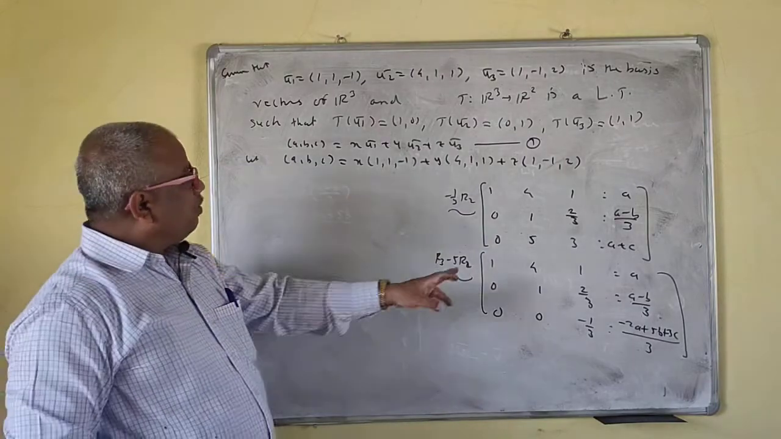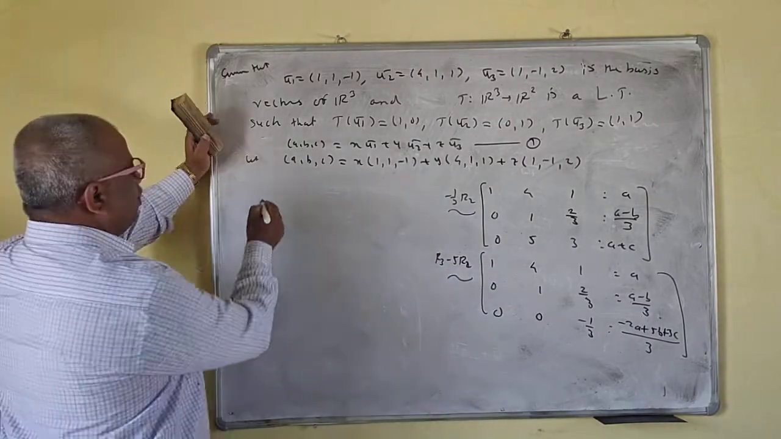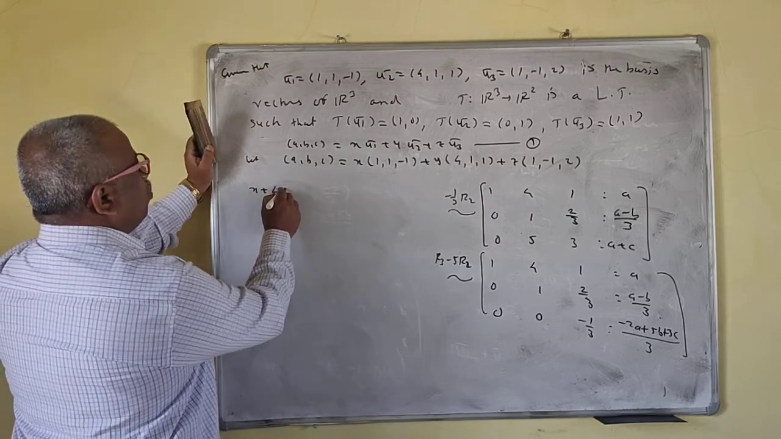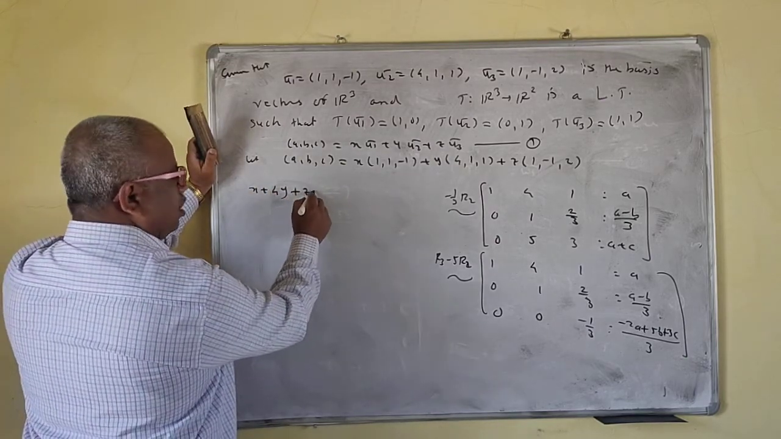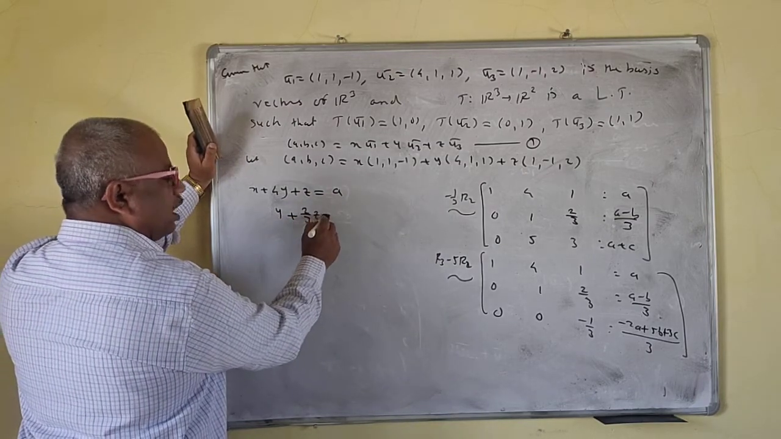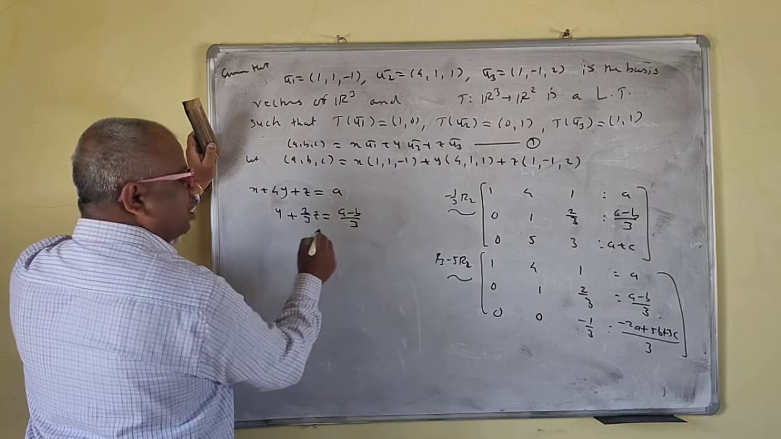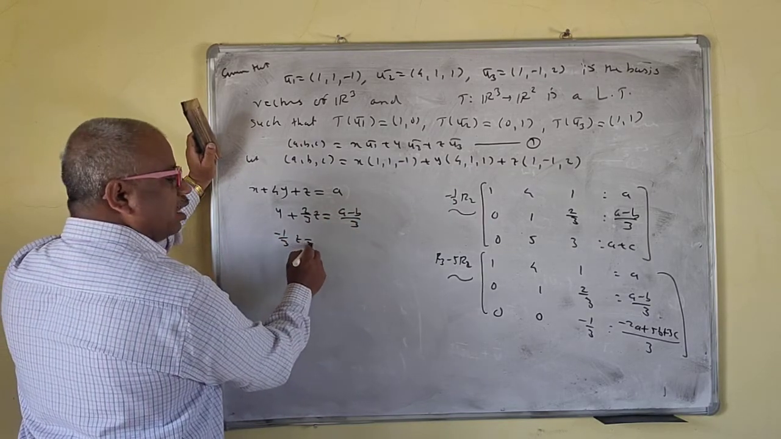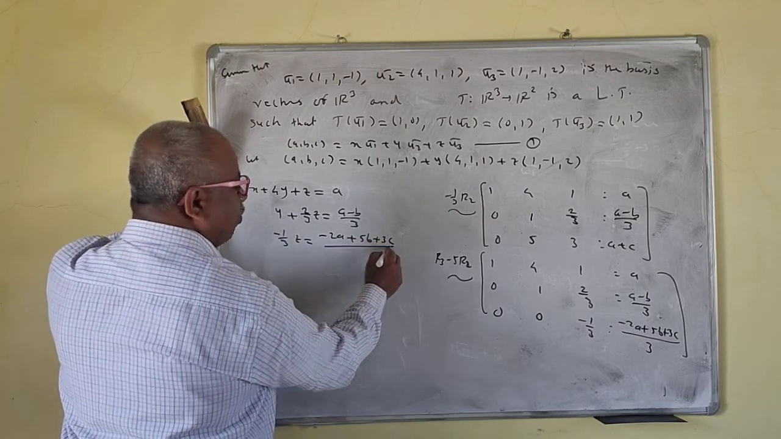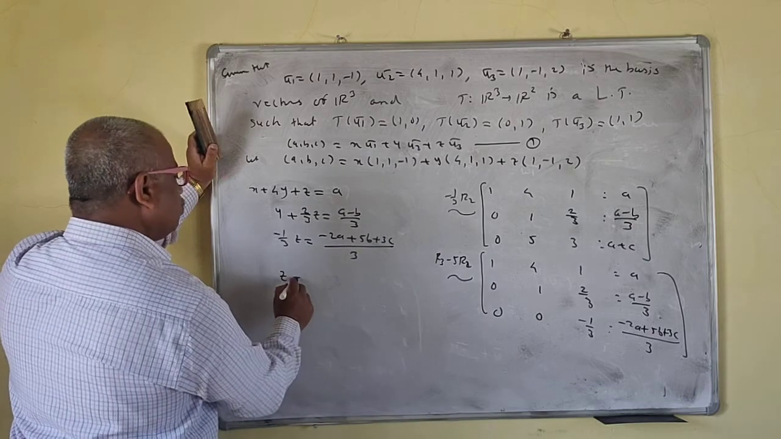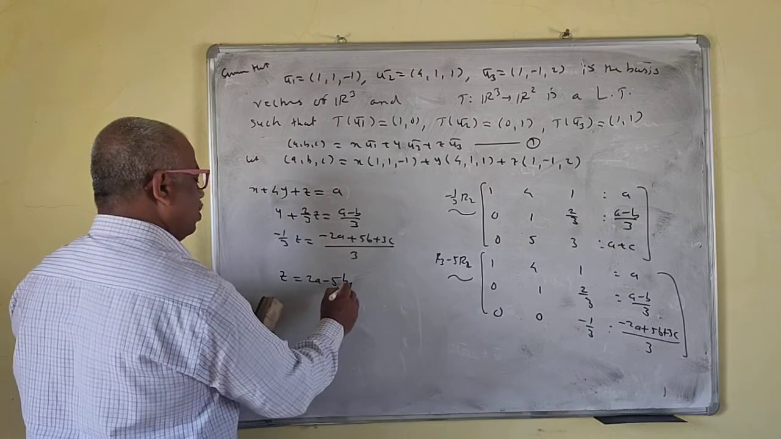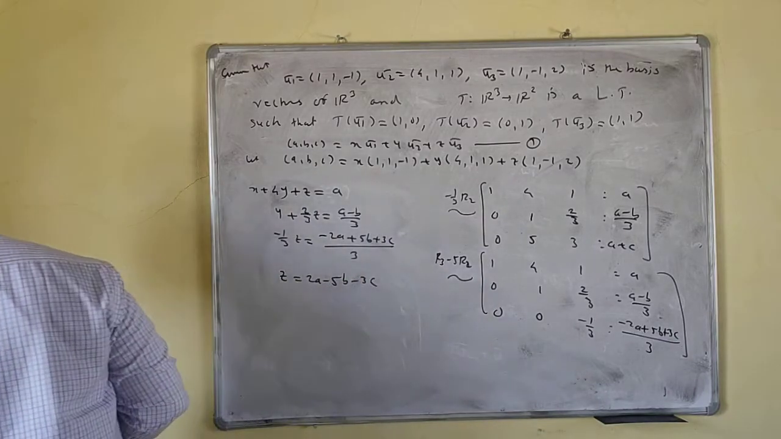Okay, so we'll reverse this. We'll write a reduced system: x plus 4y plus z is equal to a, then y plus 2/3 z is equal to (a minus b) upon 3, minus 1/3 z is equal to (minus twice a plus 5b plus 3c) upon 3. So 3 gets cancelled, so z is equal to twice a minus 5b minus 3c. Is it correct?